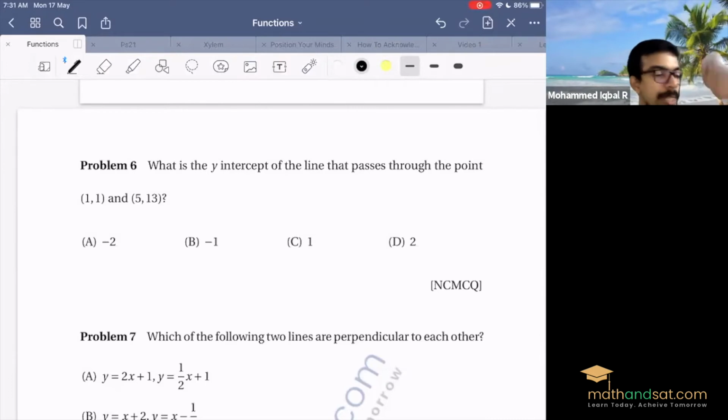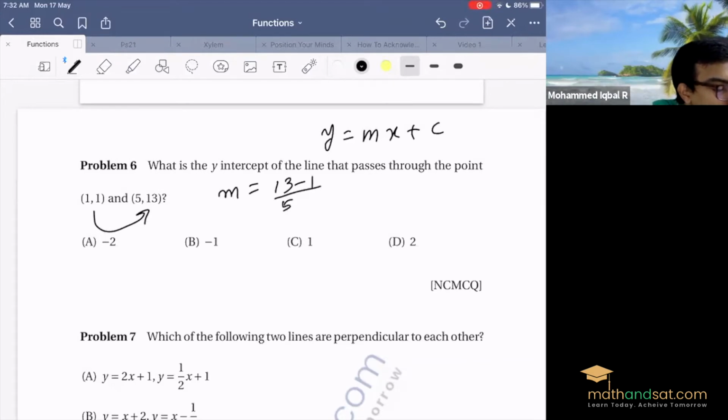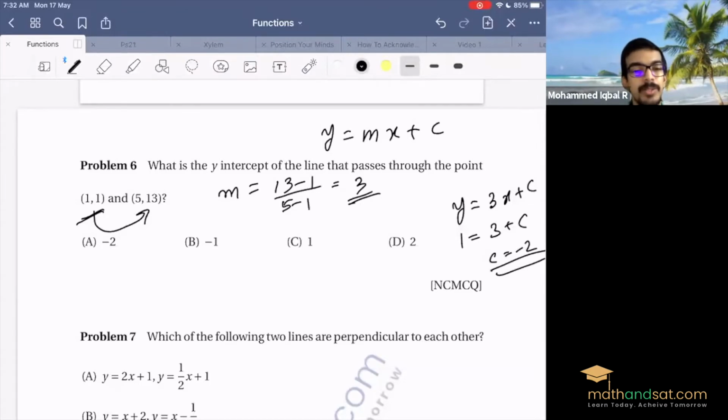Okay, no problem. Let's write the equation as y is equal to mx plus c. From these 2 points, you can find the value of m. M is going to be 13 minus 1 over 5 minus 1, which is 3. So your equation becomes 3x plus c. Now substitute 1 comma 1. We have 1 is equal to 3 plus c. Your c value becomes minus 2.